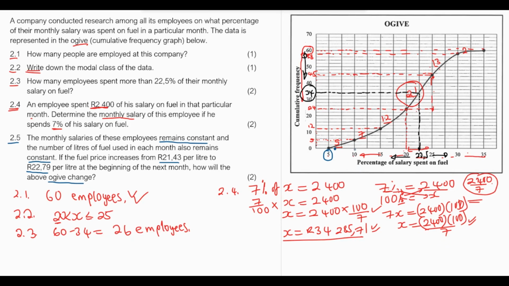Even those who are using 10%, the percentage that they use will increase because of the increase in the fuel price. All the points are going to shift to the right just because of what? Of the fuel price increase. All the points will shift to the right, meaning that the ogive will shift to the right.